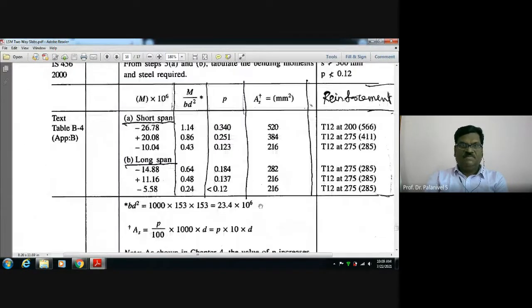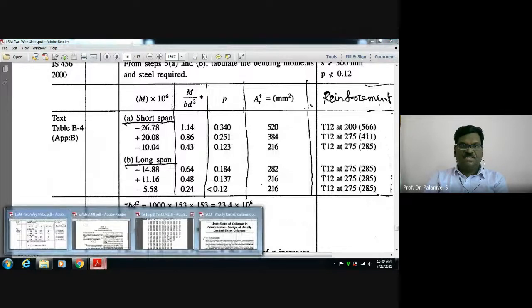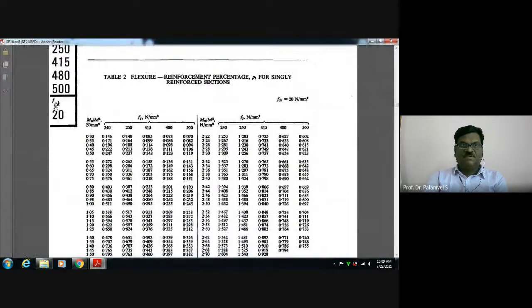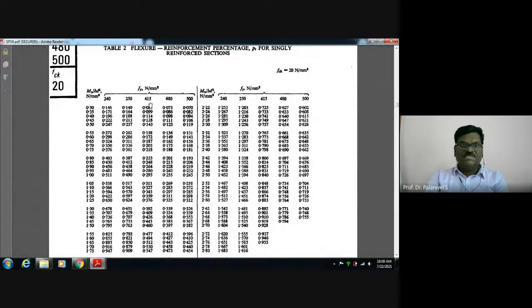So you have to refer to which table of SP16. This is for fck 20, Table 2. Table 2 you have to refer for 415 grade steel for the M by bd square computed. You have to take it approximately. You do not do exact interpolation. If you know the procedure of doing interpolation for single beam design, you can do. But there are 6 times you have to take the percentage of steel.